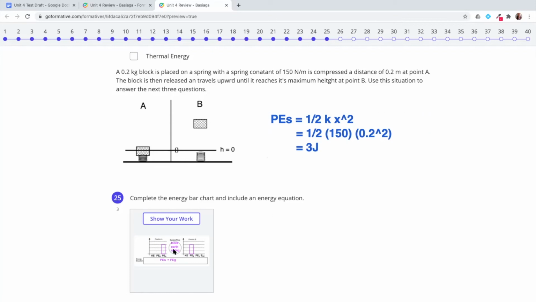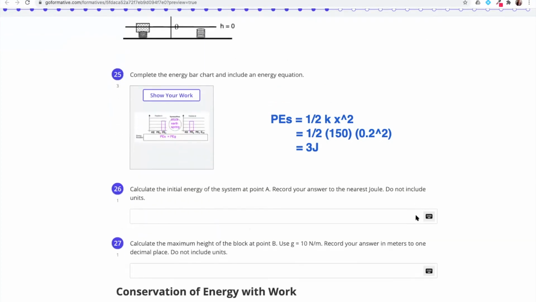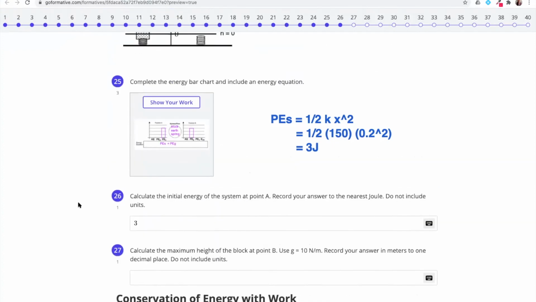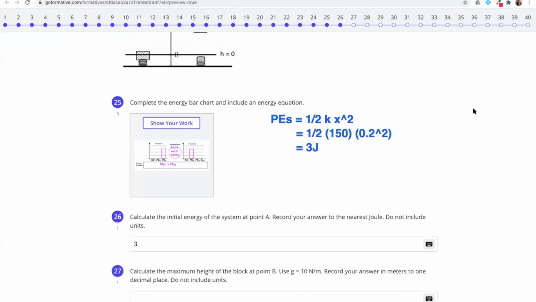That means if the spring potential energy was 3 joules, then the gravitational potential energy at the end was also 3 joules. So let's bring that value down. Let's record the initial energy. The initial energy is 3 joules. That means the final gravitational potential is also 3 joules. So I can use that to get our maximum height here.